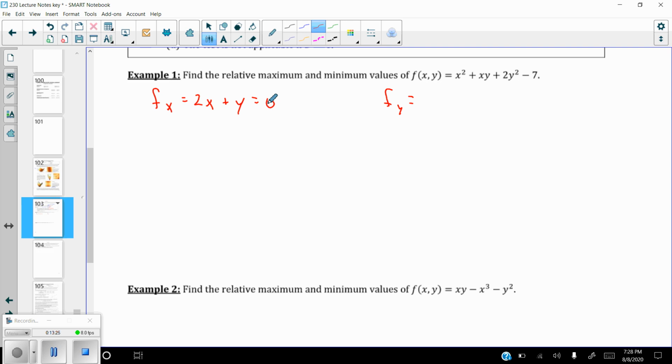In fy, we need to take the partial with respect to y. So when I take the derivative of x squared, nothing. When I take the derivative of xy, the derivative of y is 1, so that just leaves the x.